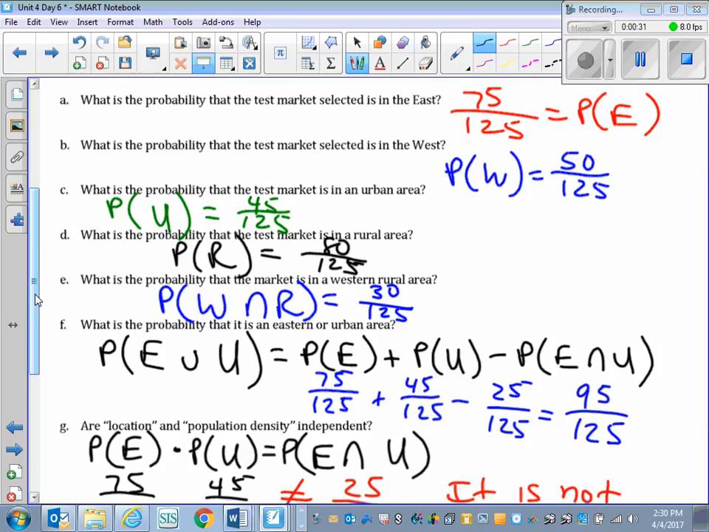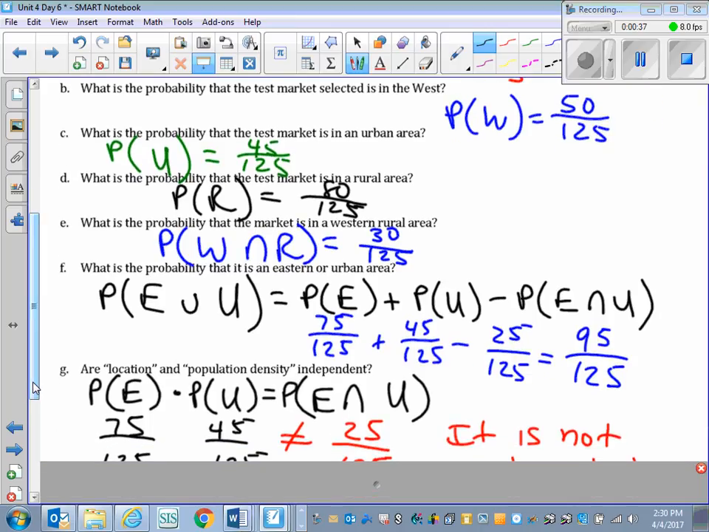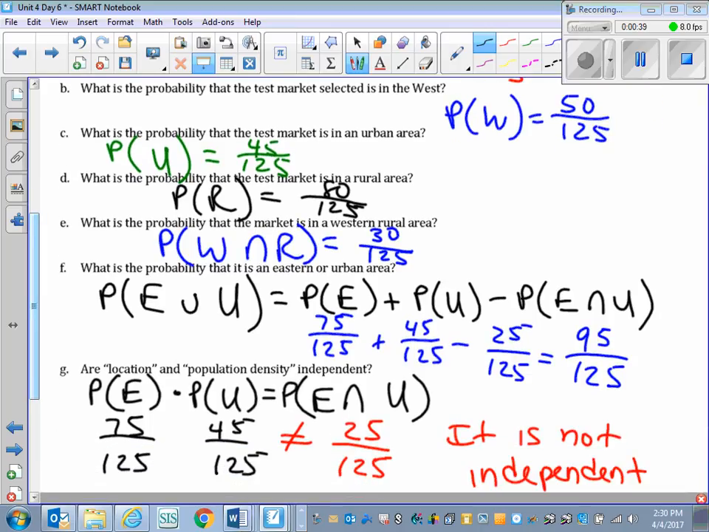So understanding that location and population density are not independent, because when you multiply their probabilities, it's not equal to the probability of the location and the population being urban or rural, just using here eastern and urban as examples. Now, before we get into letter H, let's flip over and truly talk about conditional probability.